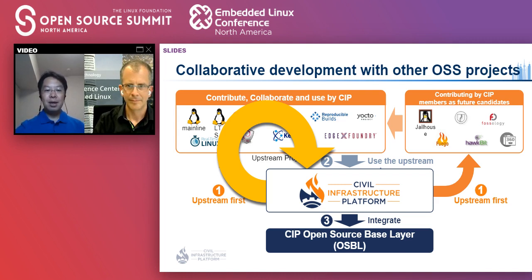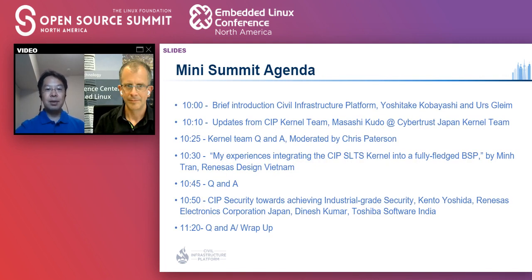Today we have 4 technical sessions after this introduction. The first session is mainly about the kernel team, which focuses on creating a CIP super long-term support kernel that includes some extra features. Masashi Kudo will present the kernel team. Then we move to actual use cases, and I, from Renesas, will also present the CIP kernel use cases. Then we move to our CIP security work group topics. This is today's agenda.